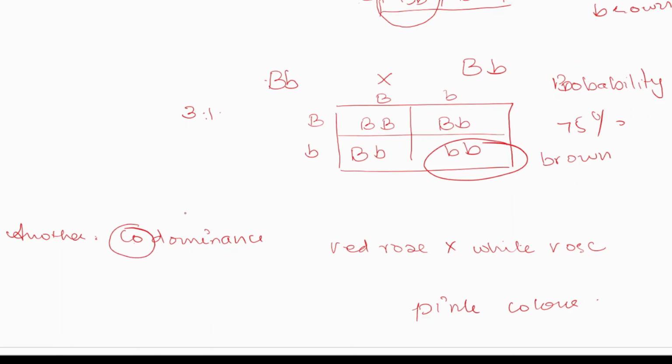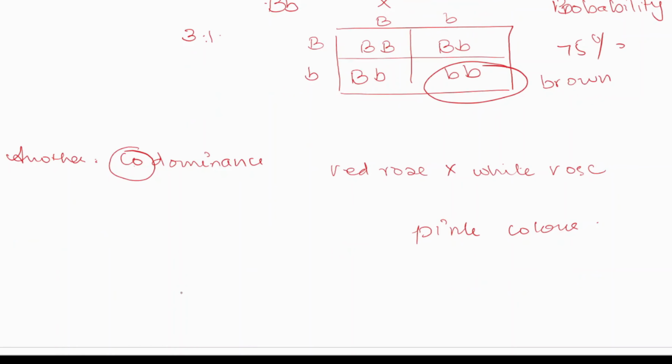Codominance, both are dominant. Let's talk about the AB blood group. Now both are dominant. A is also dominant and B is also dominant. This is also a case of codominance: the AB blood group and the pink color of the flower.